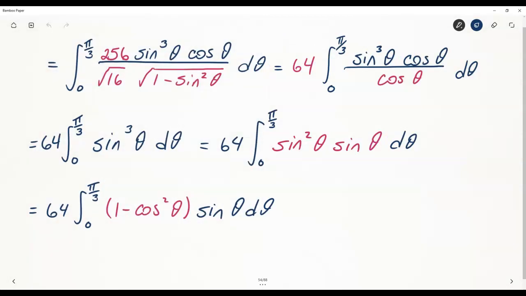Now, once I substitute that in, what am I going to let u be? It's what you change the expression to. Let u be cosine of theta. Du is negative sine theta d theta. So you're about to see that 64 on the next step is going to become negative 64 because I'm going to take this negative and pull it all the way out. And this sine theta d theta is going to become du.